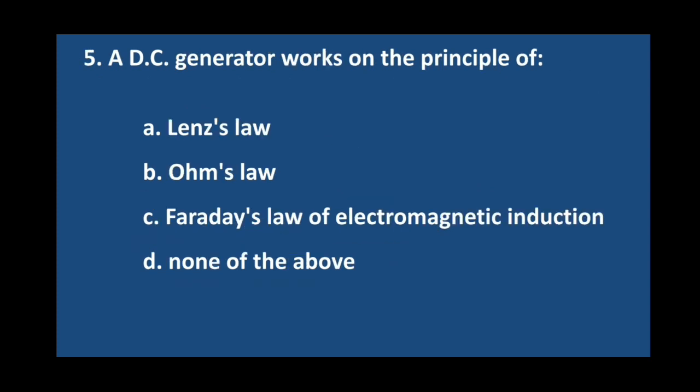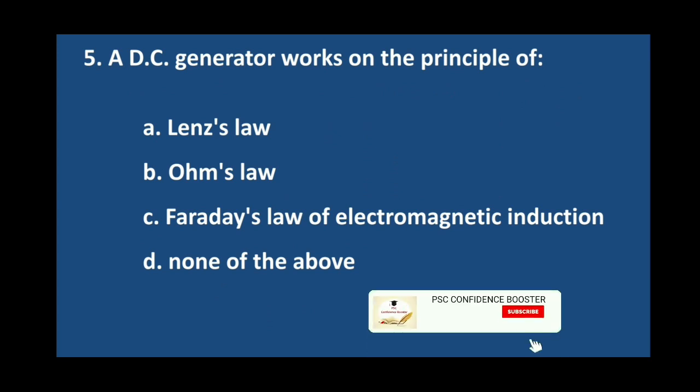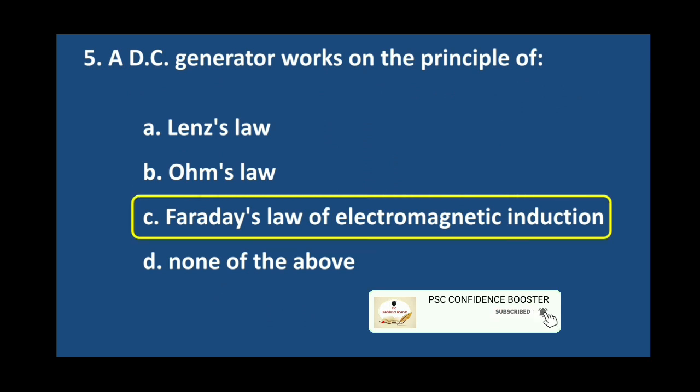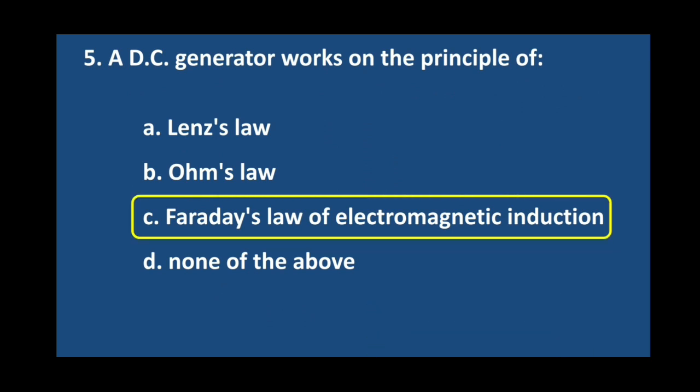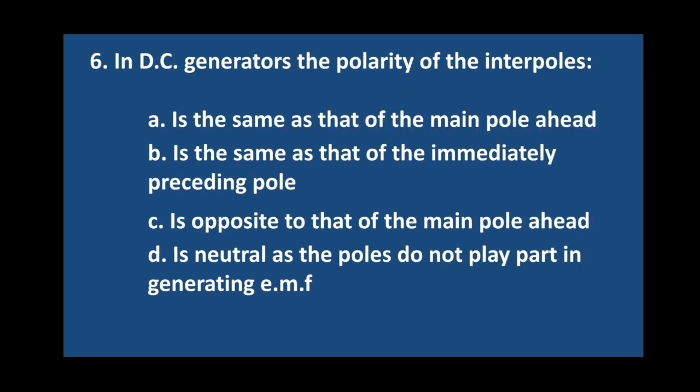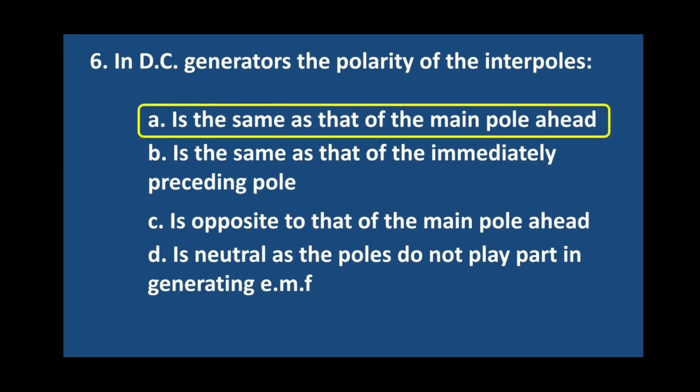Question number 5. A DC generator works on the principle of. Answer is option C. Faraday's laws of electromagnetic induction. Question number 6. In DC generators, the polarity of the interpoles. Answer is the same as that of the main pole ahead.